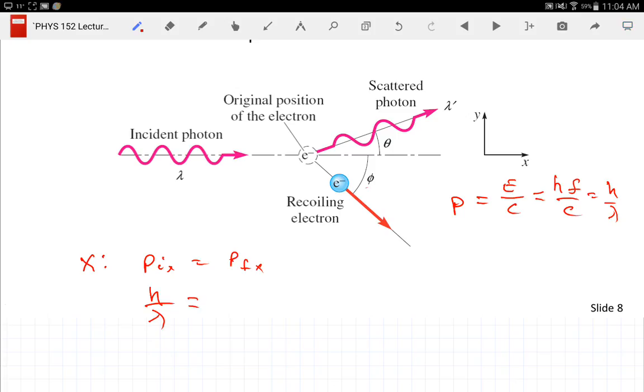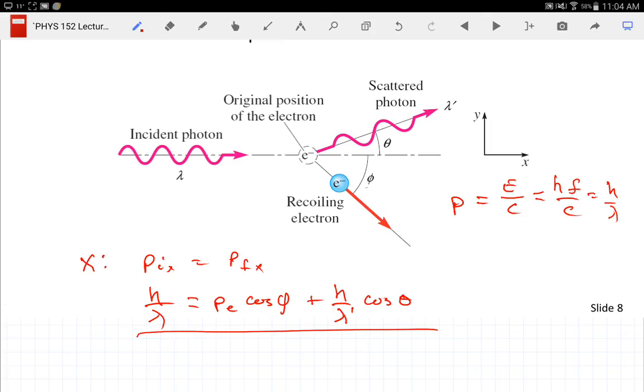Now the momentum final, I have two things carrying momentum final. I have the photon and the electron. And so I'm going to have here a term that's momentum of the electron times cosine of phi plus the momentum of the scattered photon. And I have to take just the x component of that as well. So that's going to be times cosine of theta. So there's one equation that relates the initial wavelength and the scattered wavelength with the momentum of the electron.